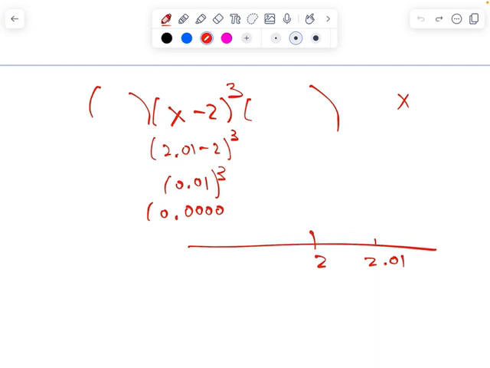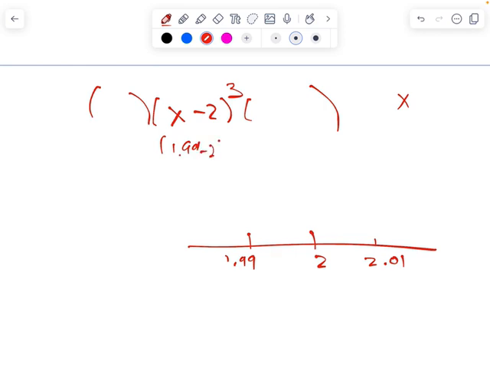Okay, now what if I choose some number to the left of it? Like if I choose 1.99, 1.99 minus 2 is going to be negative 0.01 cubed. And when I cube a negative number, it's going to be negative 0.000001. So it's a negative, really, really small number. And so when I graph it, that means on the right-hand side, it's a positive, really small number. On the left-hand side, it's a negative, really small number.